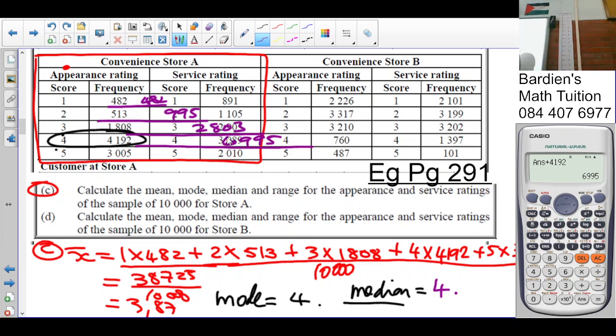Well, what do you think is going to happen if I add this number to that? They're going to get 10,000. Okay. So that is 10,000 in total.